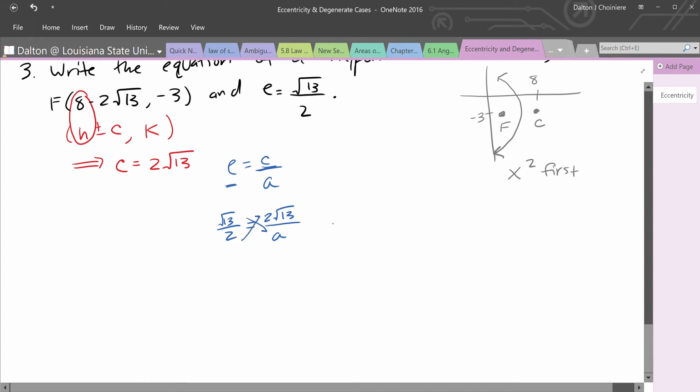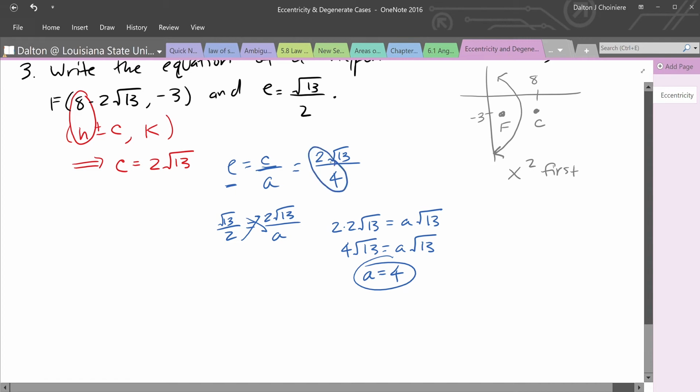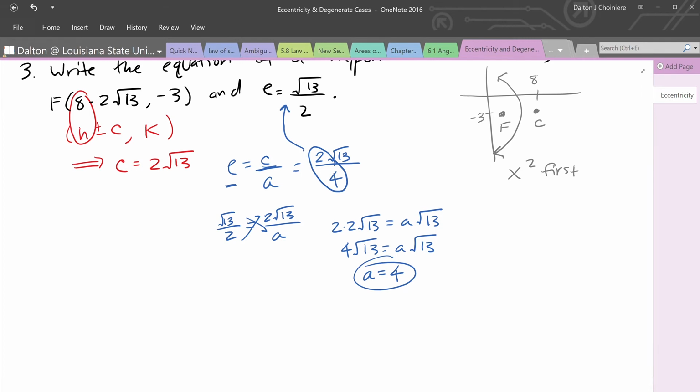However you do it, you'll get 2 times 2 square roots of 13 equals a square roots of 13. So then if I get 4 square roots of 13 equals a square roots of 13, if I divide both sides by the square root of 13, I end up with a must equal 4. Right? And that makes sense because if eccentricity is c over a, and we found earlier that c was 2 square roots of 13, and we're now finding that a is 4, when you reduce 2 over 4, you get 1/2, which is why they give us the simplified answer for eccentricity of 1/2 times the square root of 13, or the square root of 13 over 2.